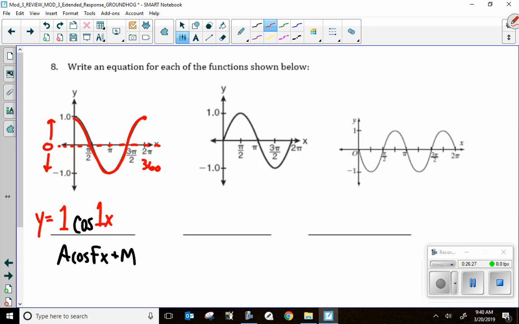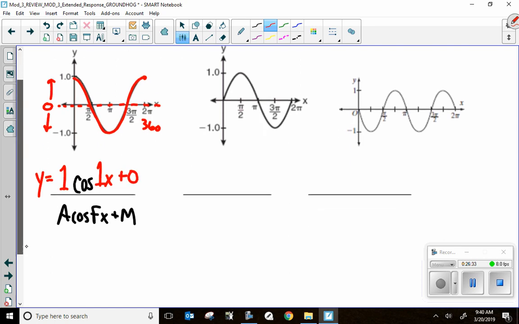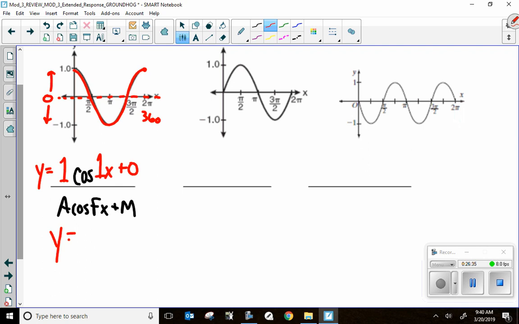And I could do plus 0 here at the end because my midline is 0. But we really don't write 0. I could do this, and it would be algebraically correct. But if this were multiple choice, I wouldn't write my 1s or my 0s. It would just look like that. Okay. Let's look at the next one.